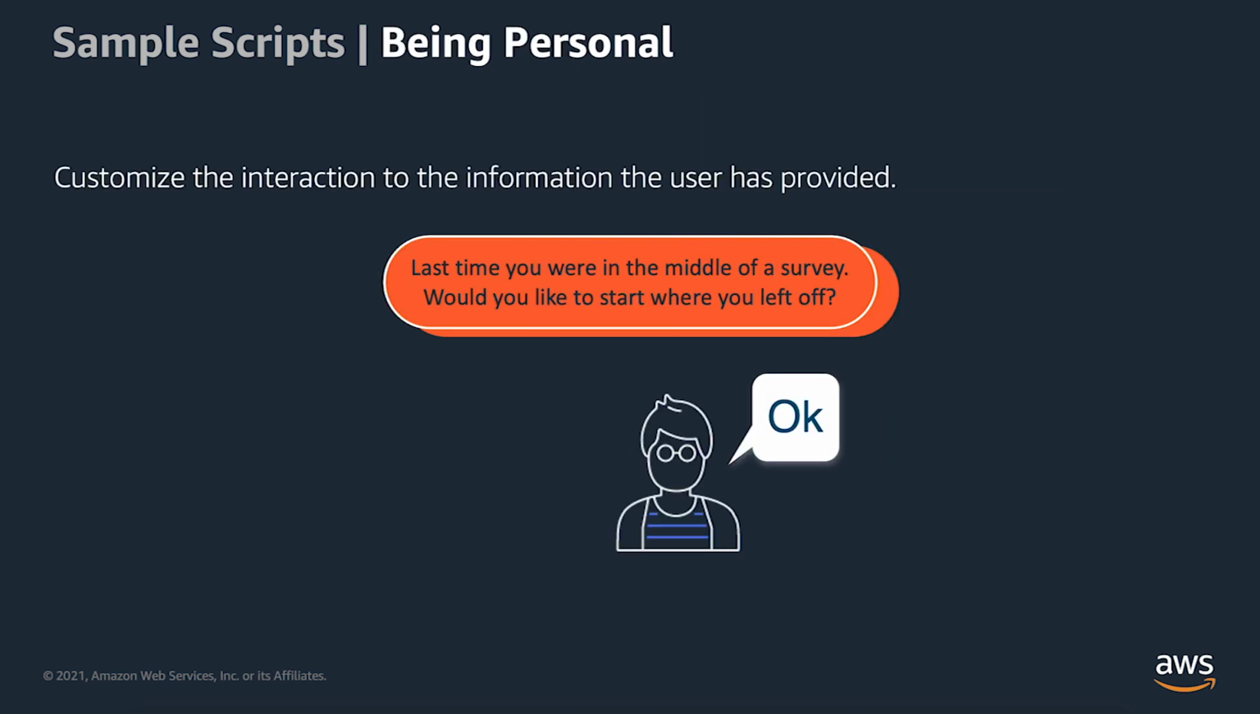And then finally, you might want to think about being personal. So you can customize the interaction to the information that the user has provided. For example, if we know that this user has logged into our application before, we can pull that data. Could say something like, last time you were in the middle of the survey, would you like to start where you left off? Let's script a happy path for Anywhere Bank.